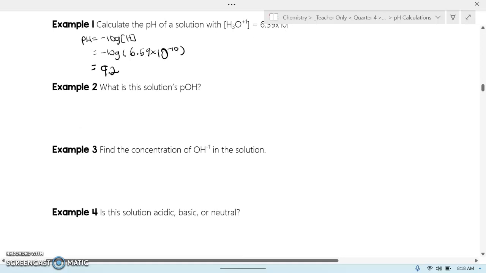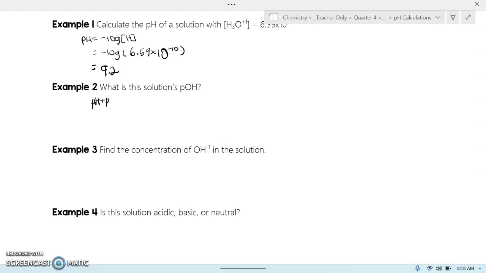What is the solution's pOH? Well, we have pH. We know that the relationship between the two equals 14. So if we just subtract our pH from 14, then we will have our pOH. So 14 minus 9.2 equals 4.8. There's our pOH. There's our pH.